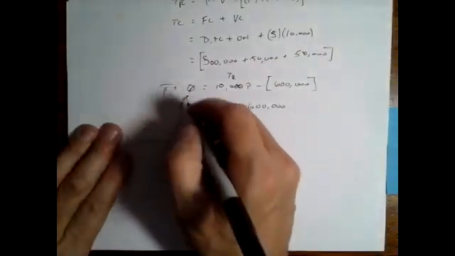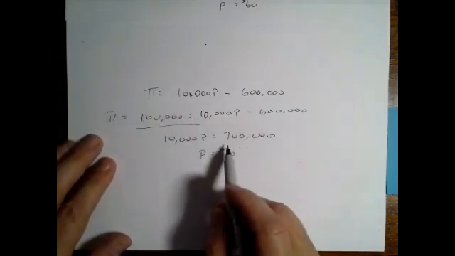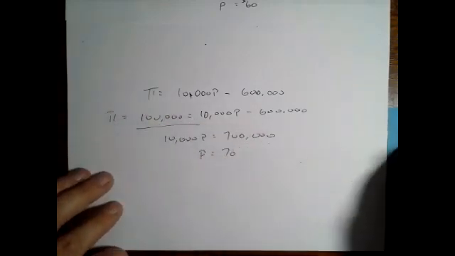So for part A, the first answer for break even, where profit is equal to 0, is P equals 60. When I want to set profit equal to 100,000, then the price is equal to 70.